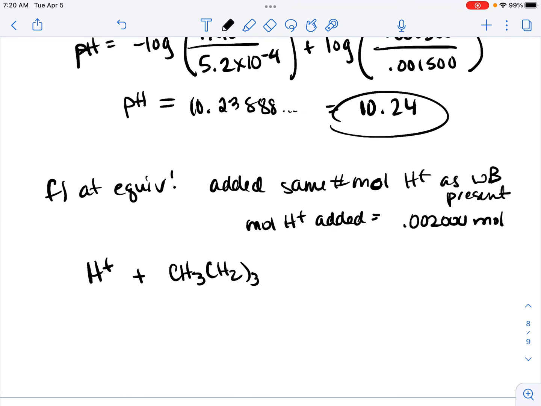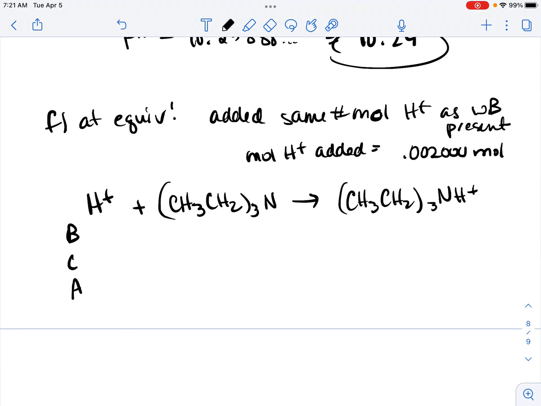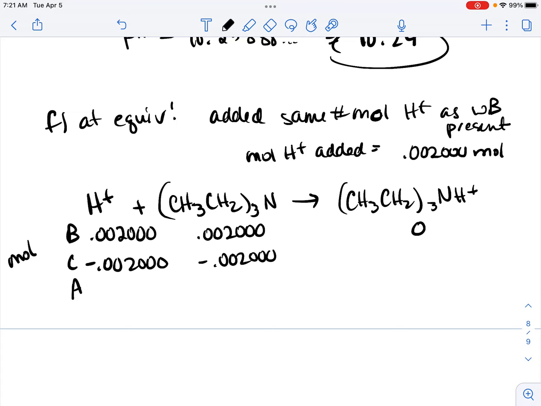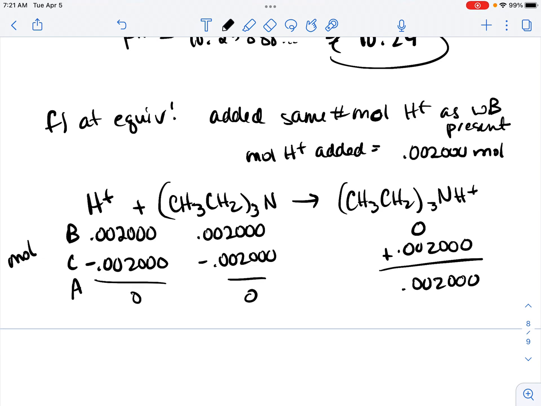CH3CH2 (3 of them) N yields CH3CH2 (3 of them) NH plus. I'm going to set up my BCA chart to prove what's in there. You may be able to take shortcuts eventually, but no shortcuts right now. This is going to be 0.00200 for both of those, which means they both run out. So we're going to use all of that from both of them, and we're going to add 0.002000 on the other side. And these will both be 0.